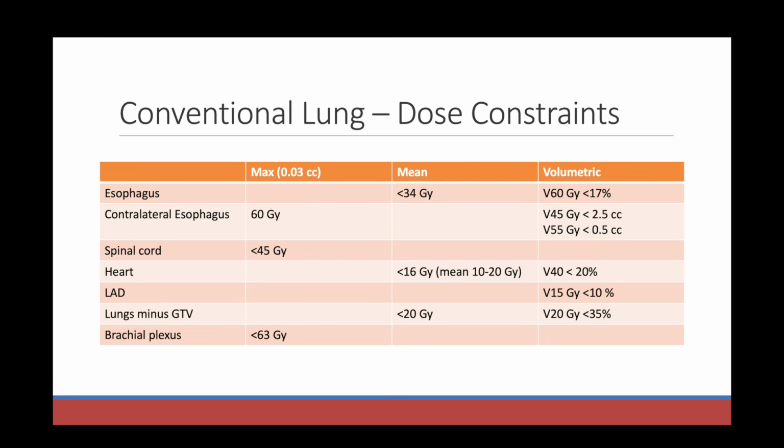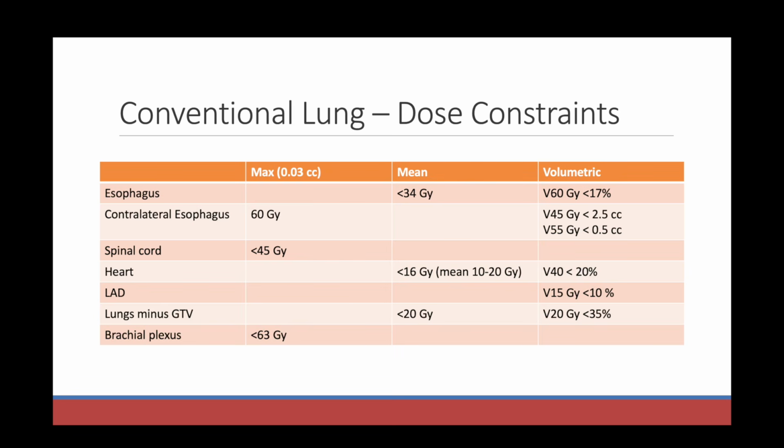Lung, the most important volumetric dose for the lung is V20 less than 35%. There is something that you'll read, which is V5 less than 90%, but there's really not great data for that. And I don't think that the V5 matters as much as the V20. So you want to try to keep your mean for the lung less than 20 gray, and you want to try to keep your V20 less than 35%. So I think those are the most important for conventional dose fractionation for the lung when we're going to 60 gray. So esophagus mean less than 34, V60 less than 17%, heart V40 less than 20%, and lung minus GTV V20 less than 35%.